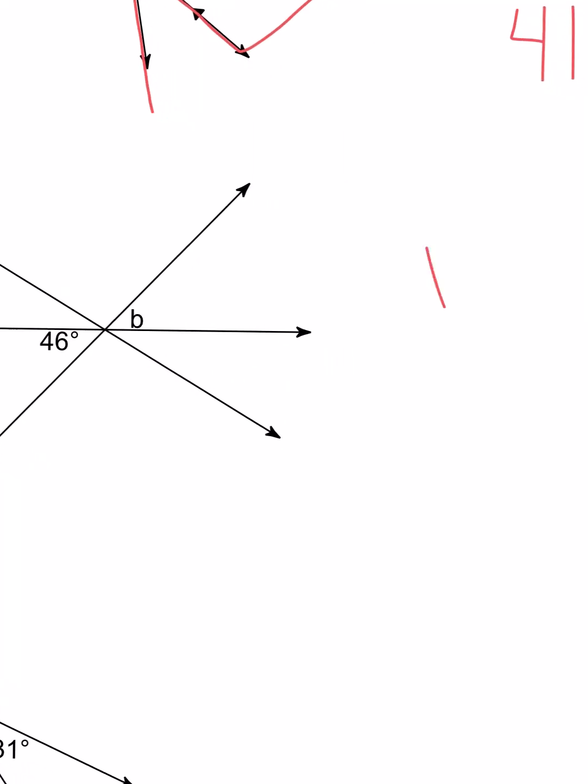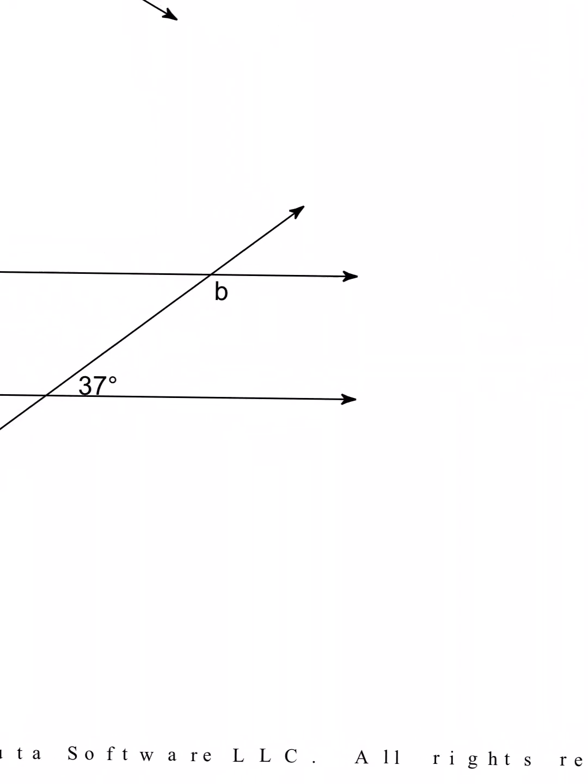Okay, number 6. What do we think? It is vertical. Why is it vertical? It's across from the intersection. Good. What do you know about vertical angles? They're congruent. They're the same. Good. Can I use vertical again? Nope. 2 more.